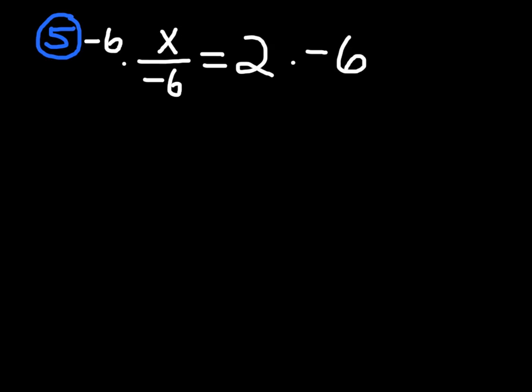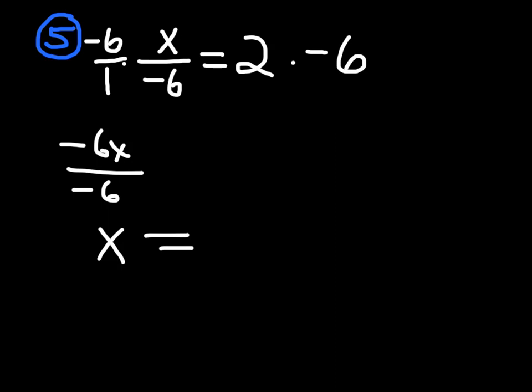If you don't understand that, let me try it this way. Negative 6, we can write that as negative 6 divided by 1. It's still negative 6. If we just multiply straight across, now we have negative 6x over negative 6. Our negatives will cancel, our 6's will cancel, so we'll just be left with x. And that will equal, if we look on the other side, 2 times negative 6 is negative 12.